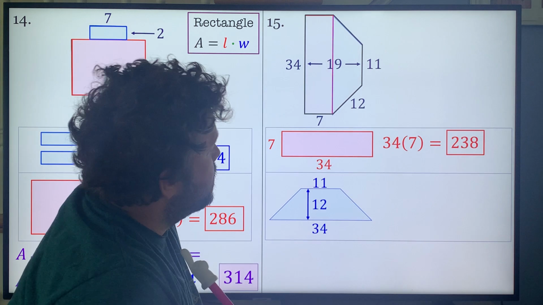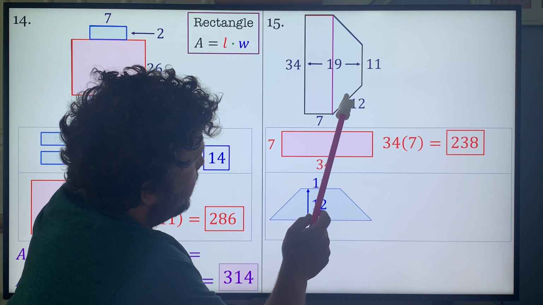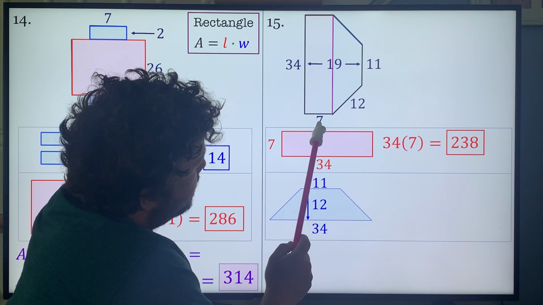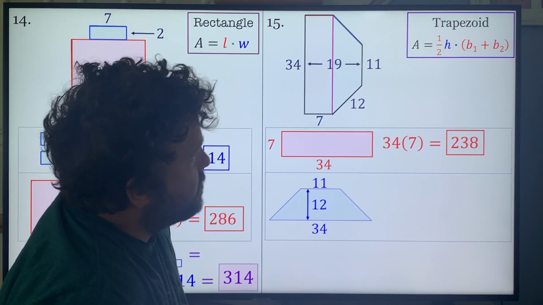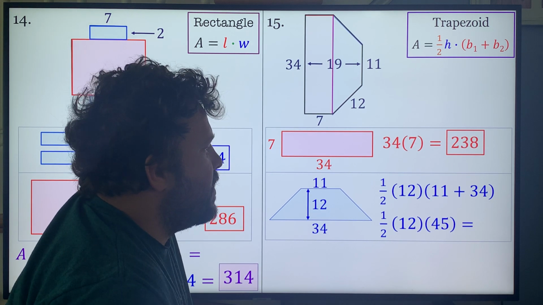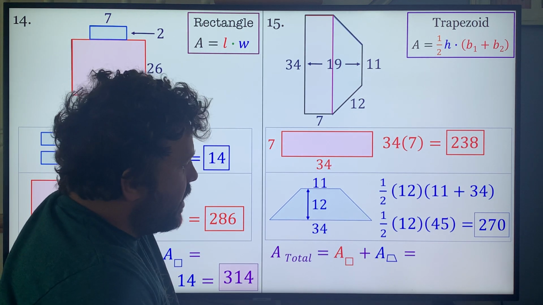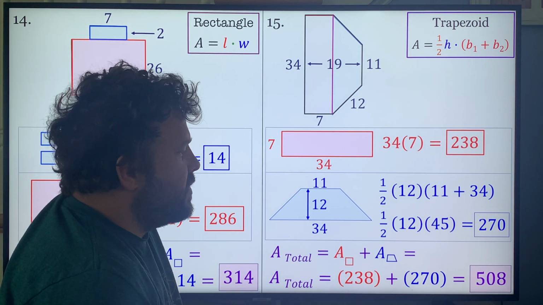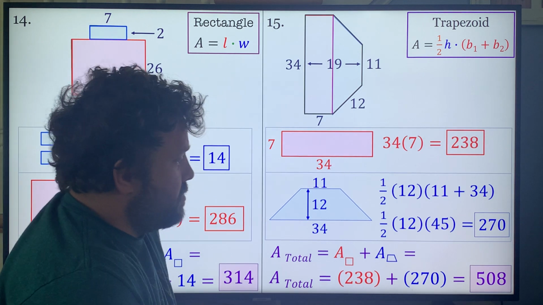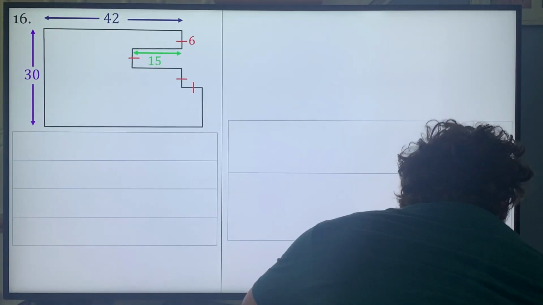That guy is a trapezoid. Area of a trapezoid, so you got 11. The base is 34. Now the height here is 12. The reason for that is 19 minus 7 is 12. All right, there's your area, 1/2 of 12 times 11 plus 34, 12 times 45 over 2 is 270. Add the two together, and as an answer, 238 plus 270, you get 508. All right, that's it. 314, 508. Almost done.